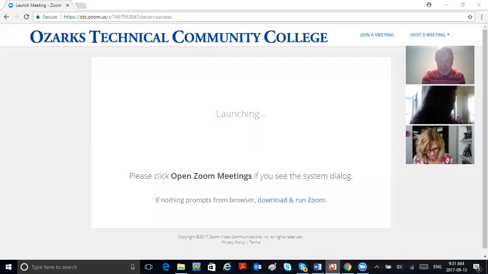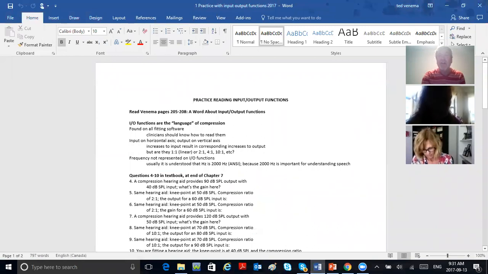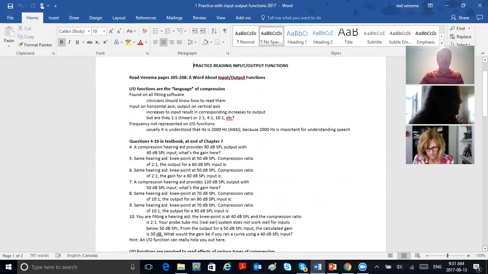I will pull up a PowerPoint, and I will also pull up our good old notes here. This is what we'll be covering today: practice with input-output functions. I guess we're looking at pages 205 to 208 in that updated textbook. These are actually questions found at the end of the chapter, and I believe it's chapter 7, which covers compression per se.